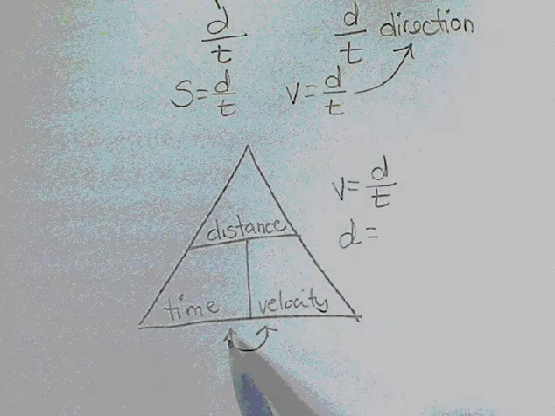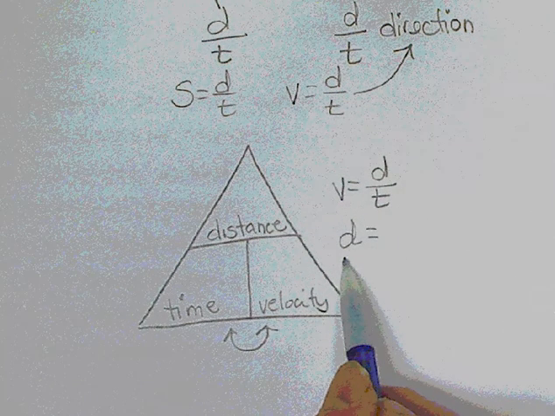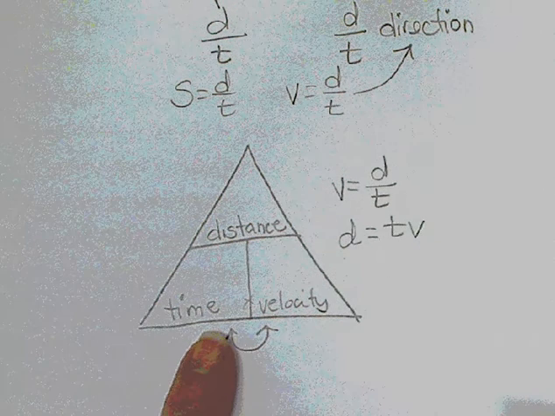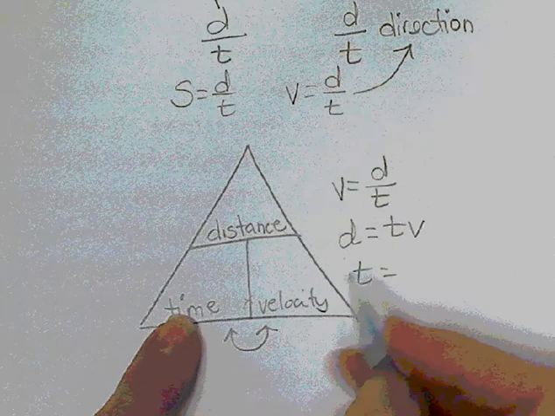Right now we've talked about velocity equals distance divided by time. Now, if we are given our time and our velocity and we don't know what the distance is, it is time times velocity. If you don't know what the time is, it's distance divided by velocity.